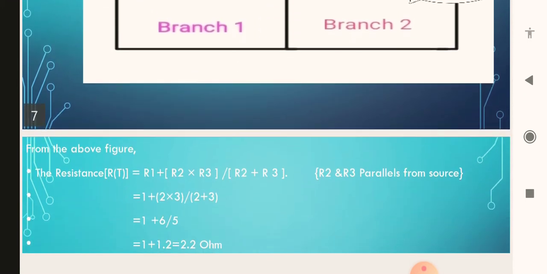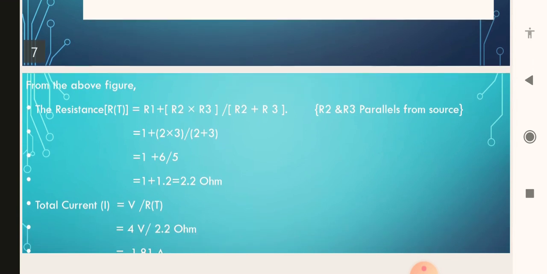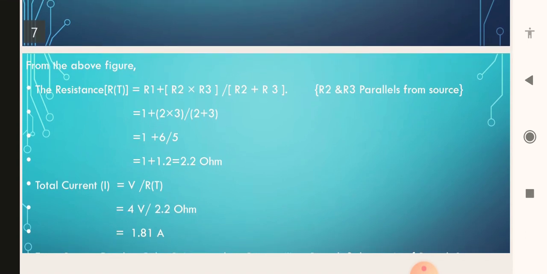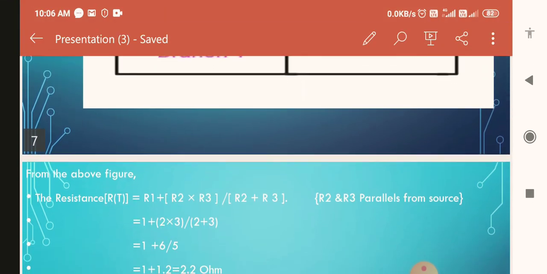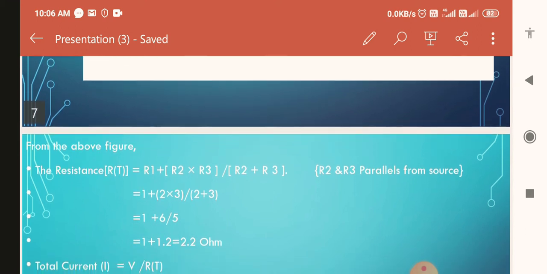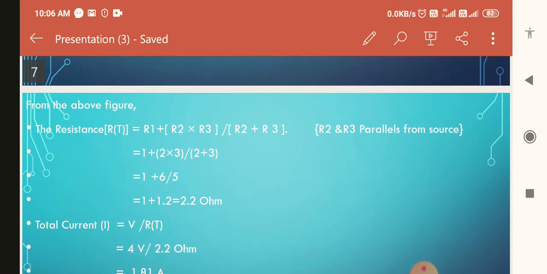From the above figure, what is the formula to get the total resistance? The resistances are connected in series as well as parallel. So here R1 is in series with the parallel combination of R2 and R3. R2 and R3 are in parallel. So the formula is R1 plus R2 R3 by R2 plus R3. We know R1 is 1 ohm, R2 is 2 ohms, R3 is 3 ohms. Now replace the values here.